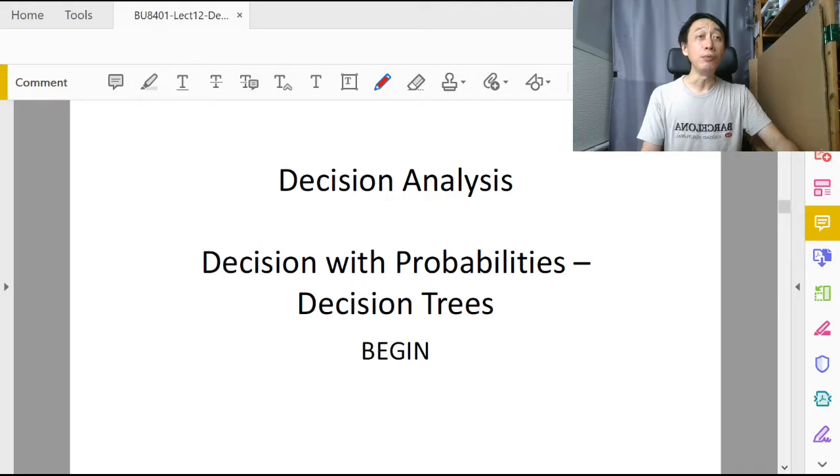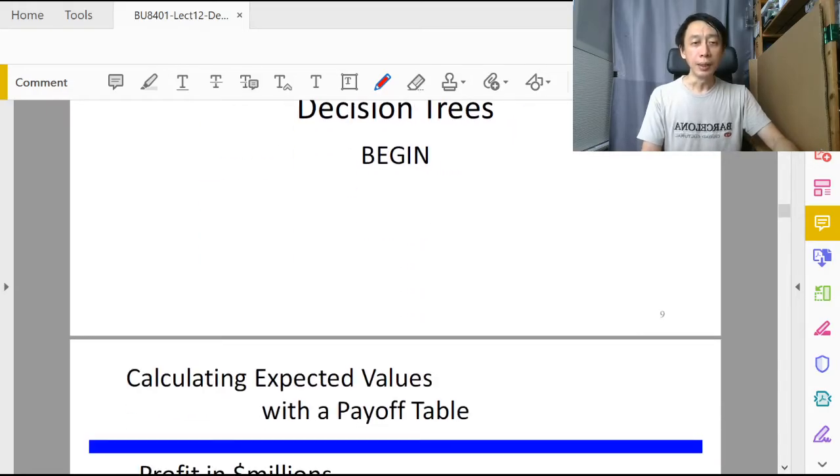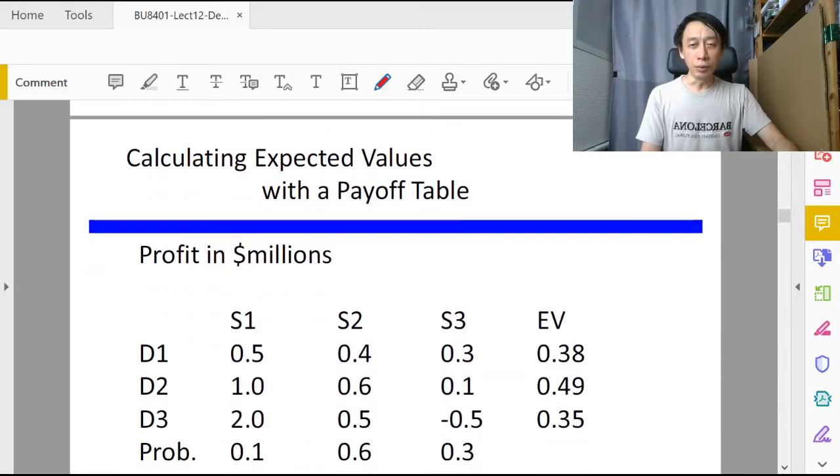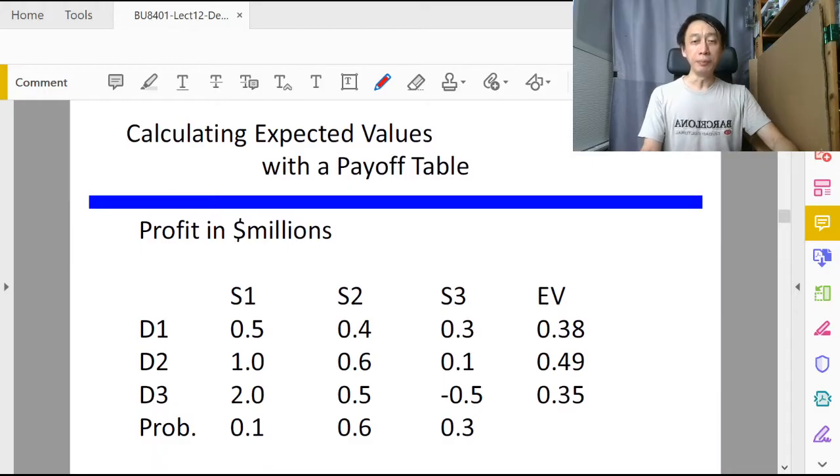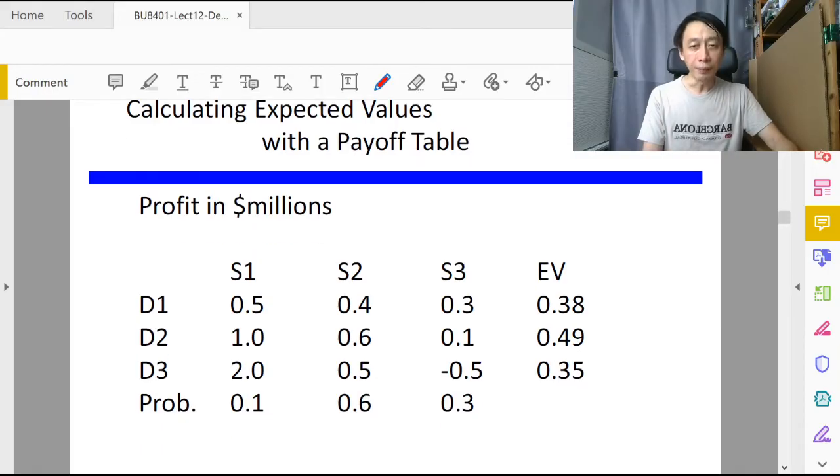Okay, so now let's get on with the discussion on decision making with probabilities. Now let's use the same example as before, the payoff, the states of nature and the set of decision alternatives, so that we can compare. The way it goes is, this is new to us, the set of probabilities.